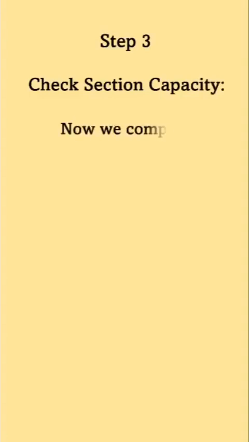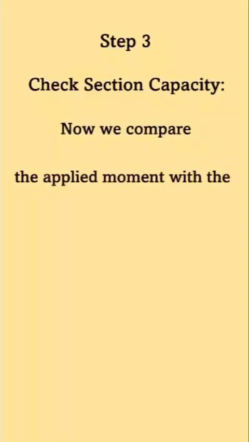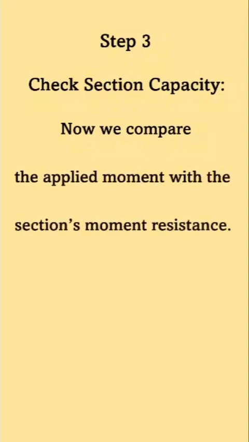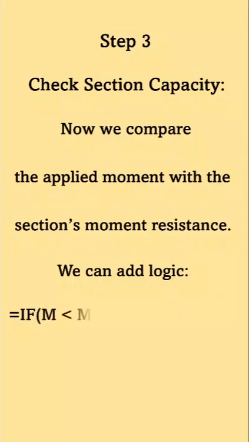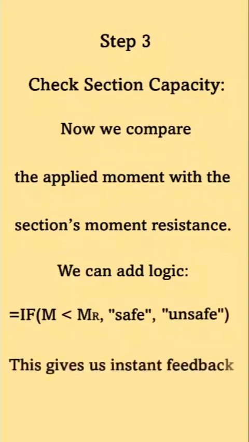Step 3. Check section capacity. Now we compare the applied moment with the section moment resistance. We can add logic: if applied moment is less than moment resistance, then it is safe, otherwise it is unsafe. This gives us instant feedback on whether the beam is safe.